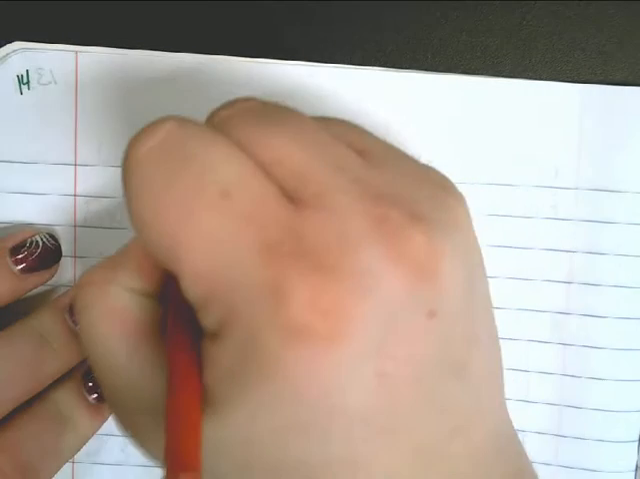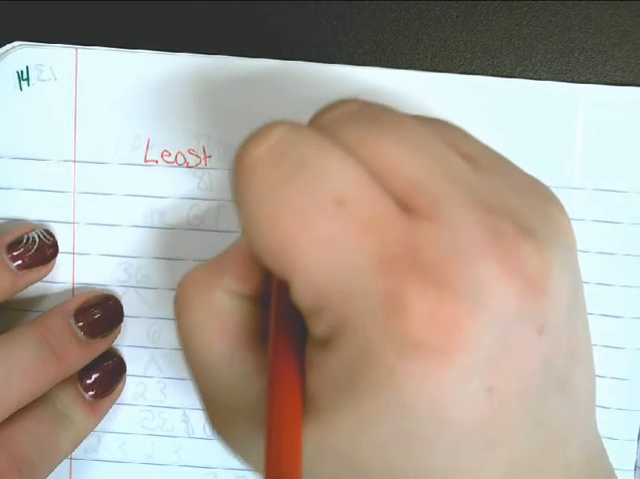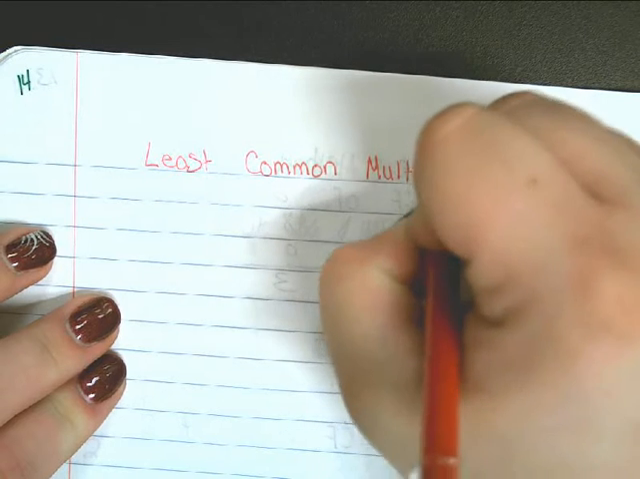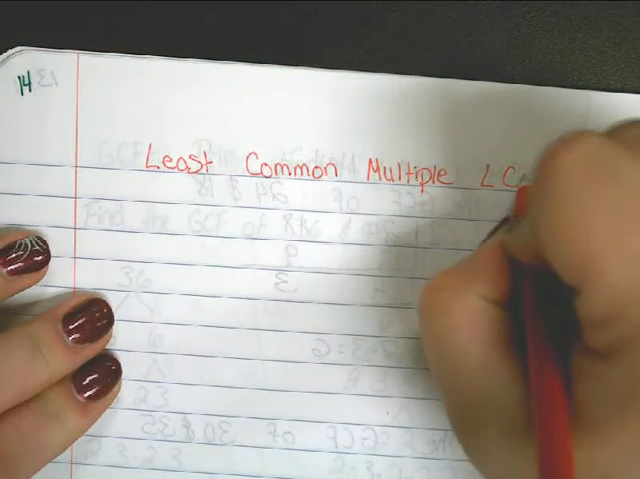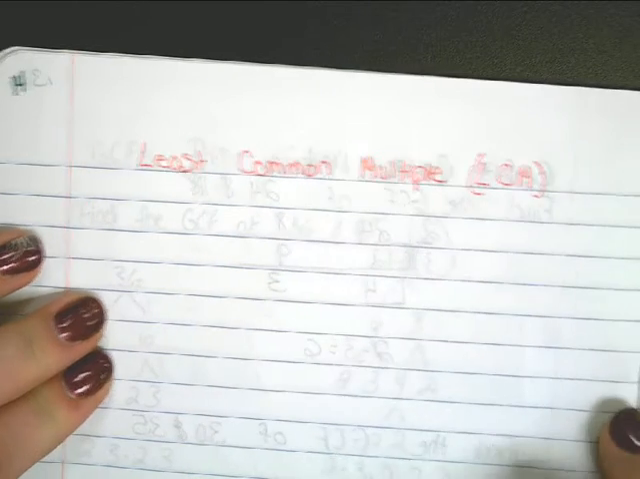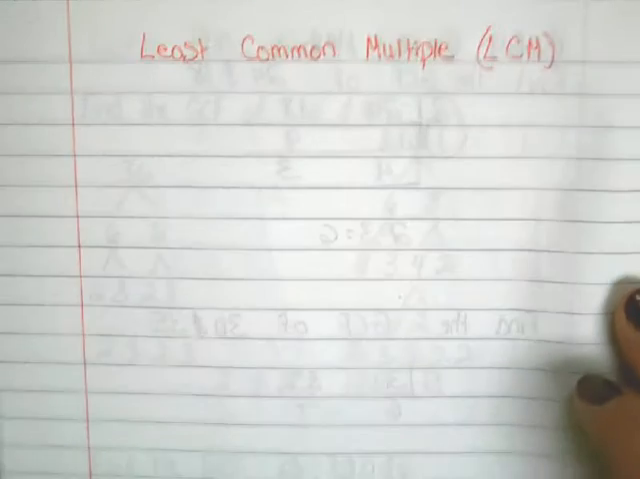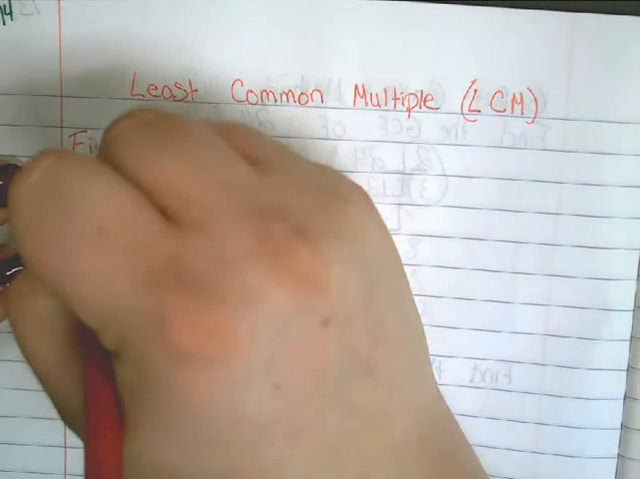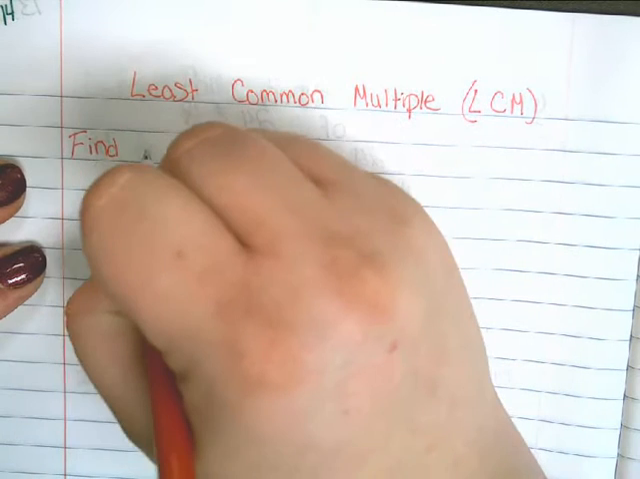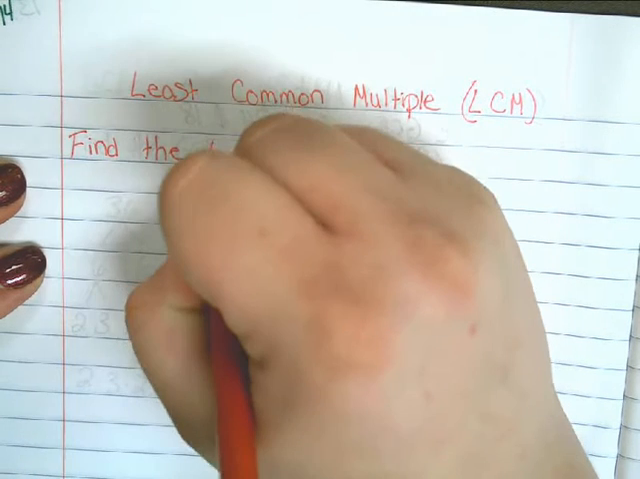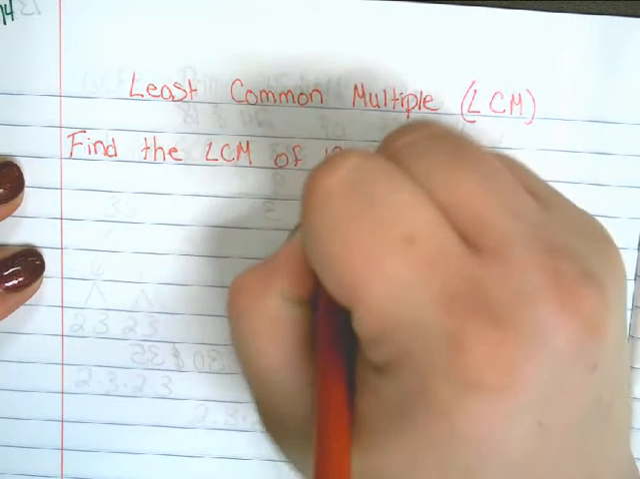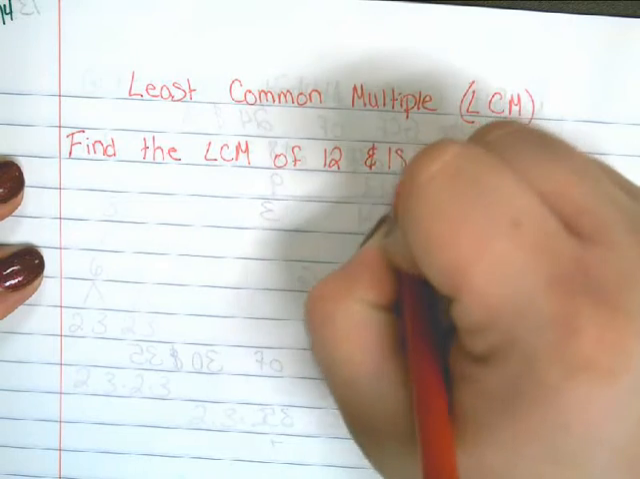Okay, so today you guys are going to find the least common multiples, which is also referred to as the LCM. So when you were finding GCF, you found it two different ways. So I'm going to show you two different ways to find the least common multiple, and you can pick which way you like best. So find the LCM of 12 and 18.